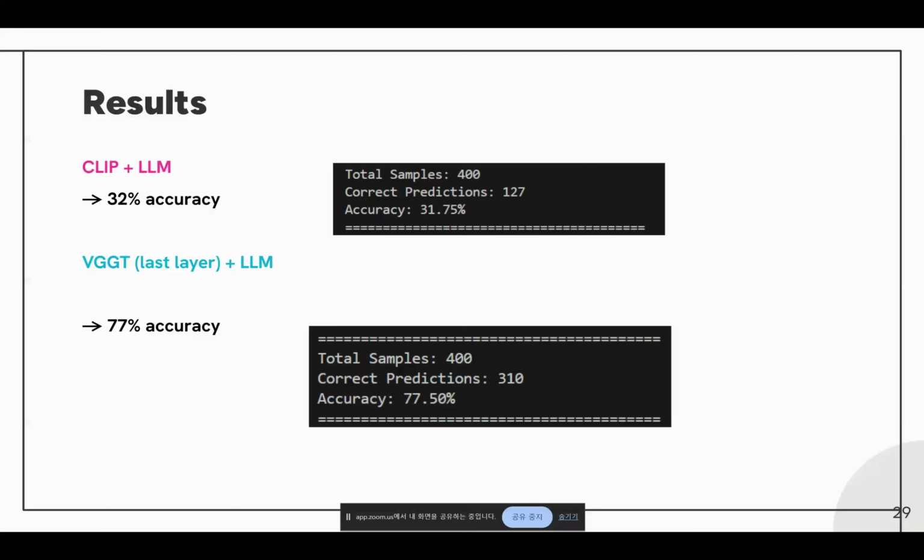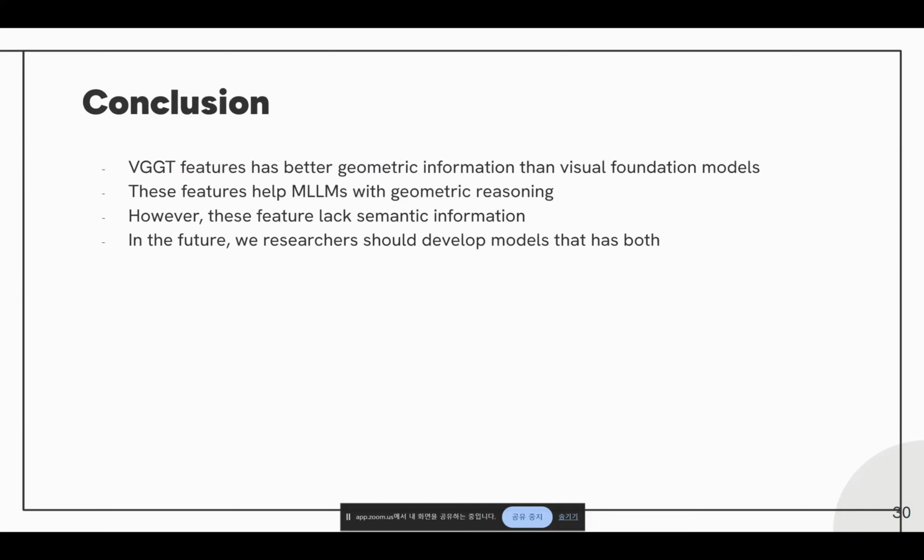The results are the following. Using CLIP as a feature extractor only achieved 32% accuracy, while using VGGT achieved 77% accuracy, which shows that VGGT actually has much more geometric information, and that helps downstream tasks such as training multimodal LLMs for spatial reasoning tasks much more effectively. So in conclusion, VGGT features have better geometric information than visual foundation models, and these features help multimodal LLMs with geometric reasoning. However, these features lack semantic information. So in the future, researchers should develop a method that has both semantic information and geometric information. Thank you for listening.